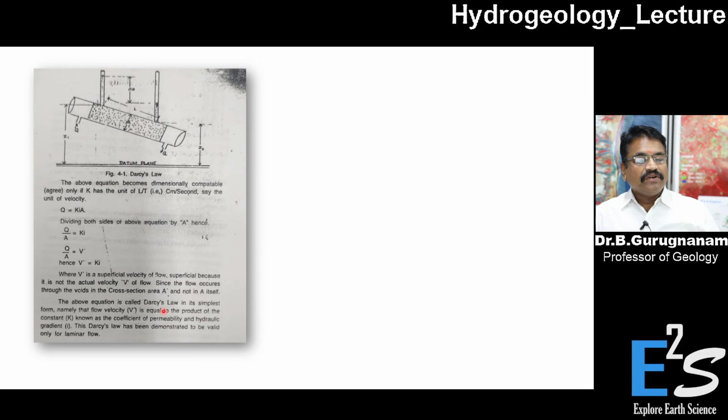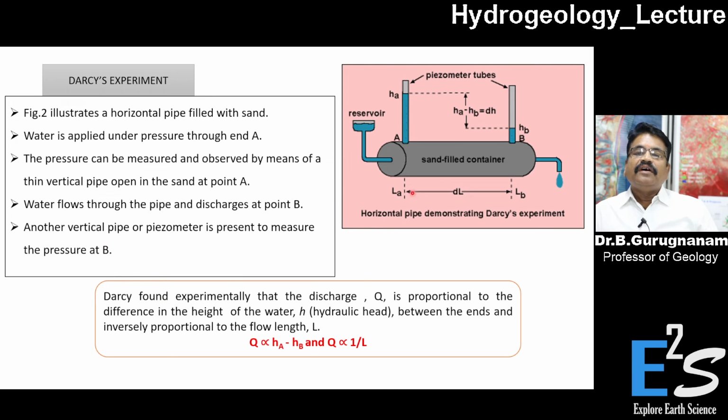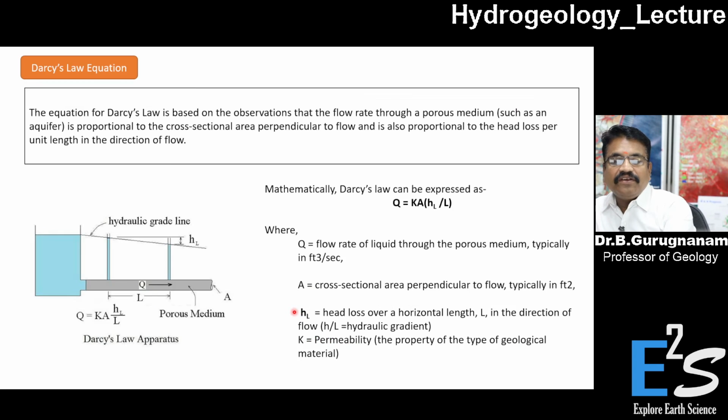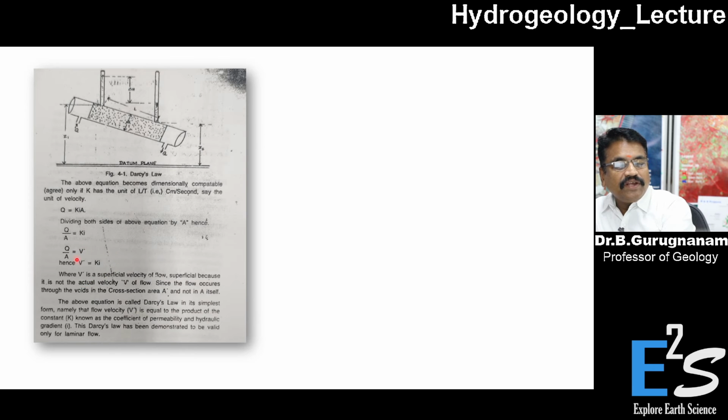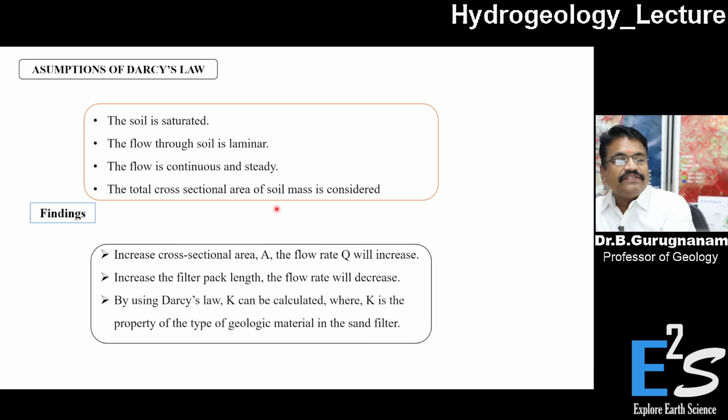The above equation is called Darcy's law in its simplest form, namely the flow velocity. Flow velocity is calculated like this by Henry Darcy's law: Q is equal to K A H by L. This is another diagram representation. Of course, the earlier one which I have shown is very simple. In this experiment also, the head is H. Every diagram people have used different experiments, but ultimately the end result of the formula is V is equal to K i.